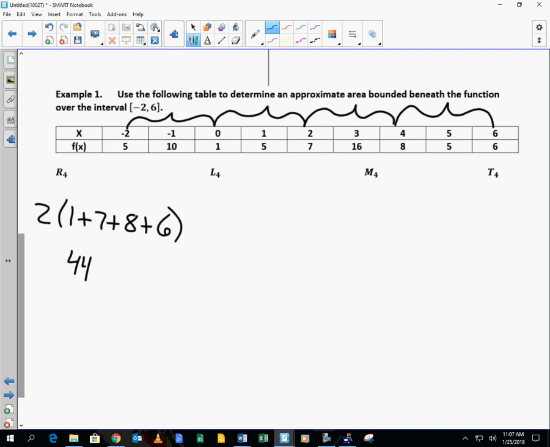We won't use any label unless they indicate, and AP does the same thing. If they don't give you a label, then don't worry about it.